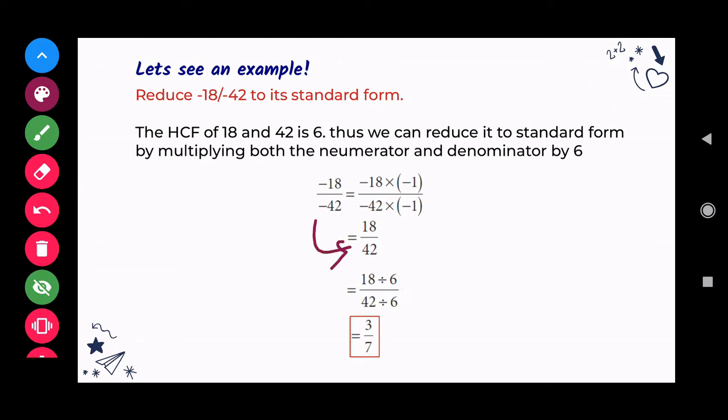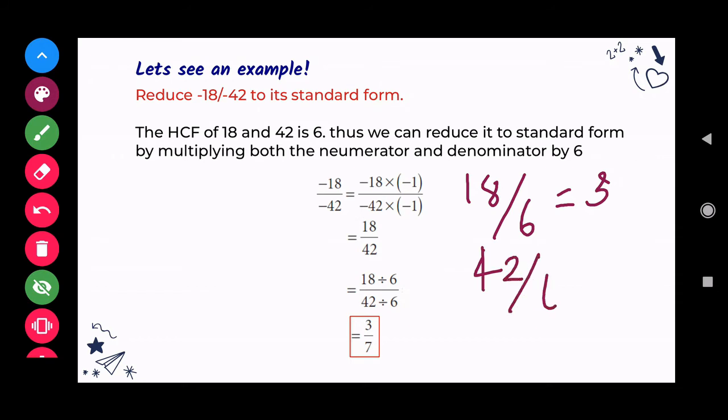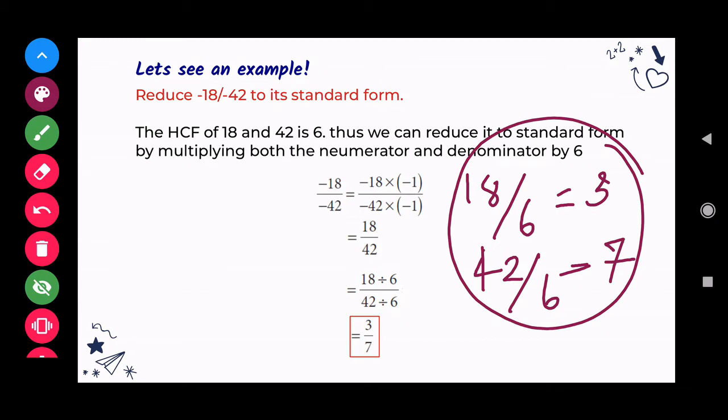We all know that the HCF is 6. So 18 by 6 will give us 3, and 42 by 6 will give us 7. This is what the second step is telling. We have to divide the numerator and denominator by the HCF. The HCF is 6, the numerator is 18, the denominator is 42. We get 3 and 7.